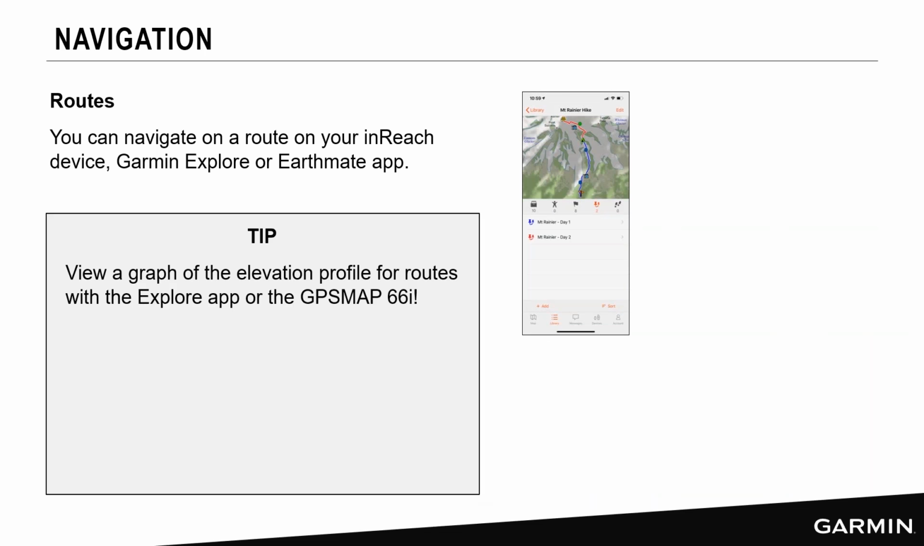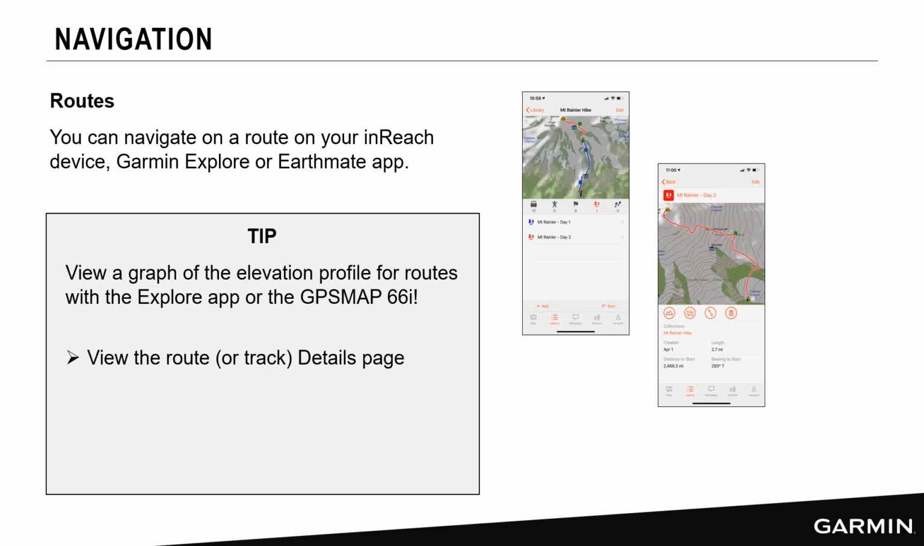I have some tips for you. This is actually a tip about the Explorer app, in case anyone isn't aware. The 66i also offers this capability of seeing an elevation profile for your route or your track. The way to do that is you go into the library and look at the route that you're interested in. Mine happens to be on the Mount Rainier hike.